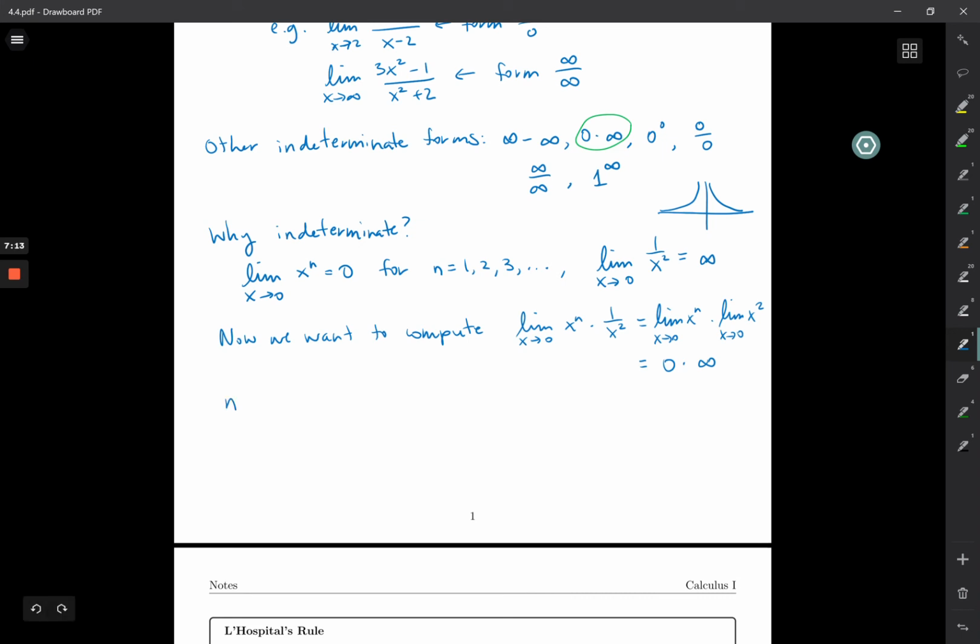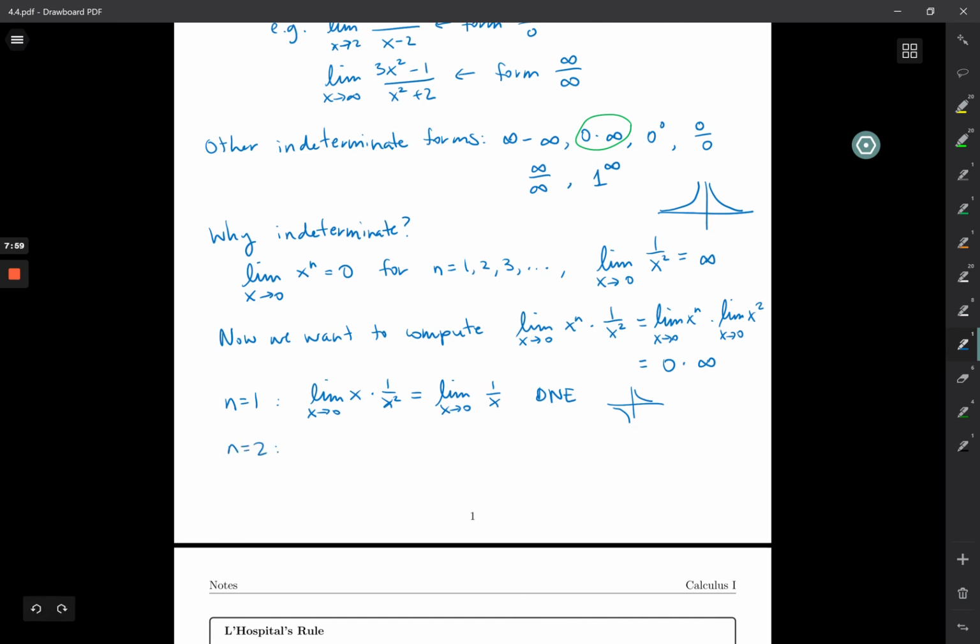So if we take n equals 1, that would be x times 1 over x squared, which would mean, if we simplify this, that we get 1 over x, and this limit does not exist because, I'll draw a tiny little picture, 1 over x looks like this, right? So when we approach from the right, it is approaching infinity. When we approach from the left, it is approaching minus infinity, which means that the full limit approaching from both sides does not exist.